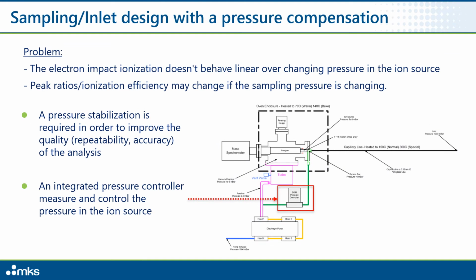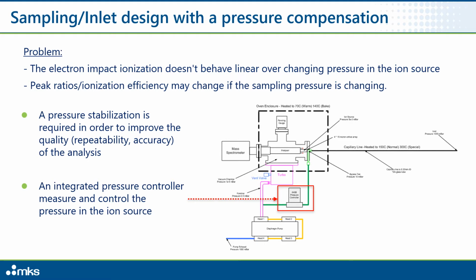Once an accurate and highly reliable analysis is concerned, you need to pay special attention to the pressure conditions at your gas sampling point. Since the method of ionization doesn't behave very linearly, we must make sure that the pressure in the ion source is stable, even if the pressure at the inlet point is changing.